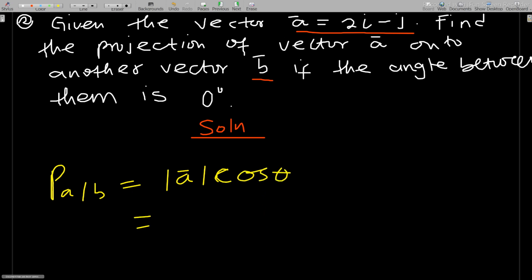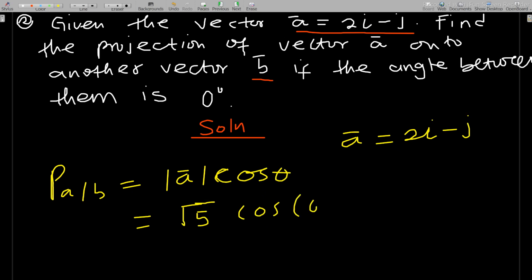Now magnitude of A is given in the question as 2i minus j, so magnitude of A will be what? Square root of 3, is it square root of 5 rather, right? And cos of theta, where the angle is what? 0, so cos 0 is 1, so I have square root of 5 times 1, and that will be the projection of A onto B. I hope you get this. So this is very, very simple like that.